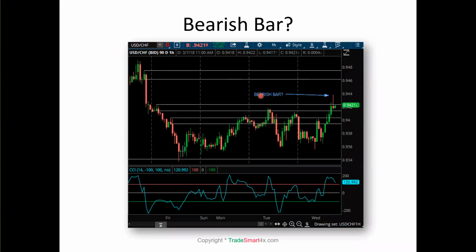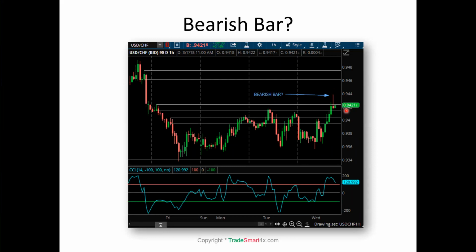This is an hourly chart of the dollar Swiss, the Swissy. And you can see over here that the market's moving up. 1, 2, 3, 4, 5. On the 6th bar up, we have a candlestick like this. Is this bearish? Just type yes or no in the chat area or write it down on a piece of paper. Is this candlestick bullish or bearish in this scenario?